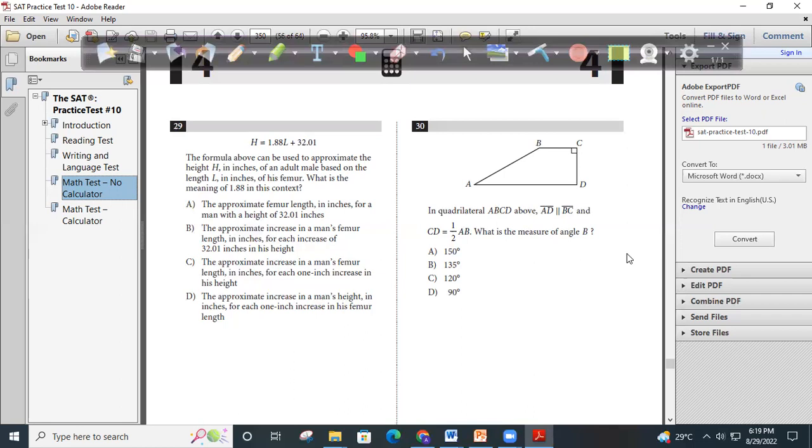Two things you need to learn in SAT: speed and accuracy, both. First is accuracy, then speed. Yeah, start.